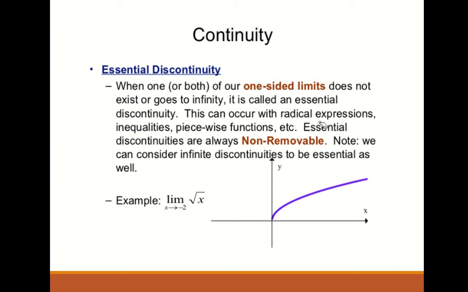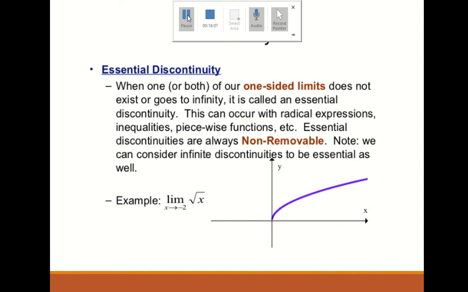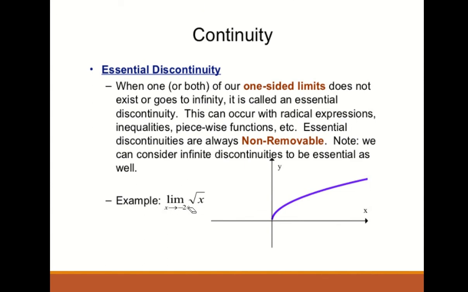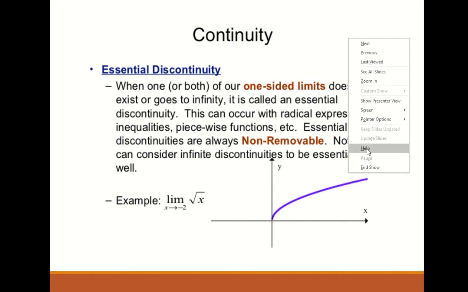So this can occur with radical expressions, inequalities, piecewise functions, etc. So essential discontinuities are always non-removable. So you have to take note that we can consider infinite discontinuities to be essential as well. Okay, so you see this example here: the limit of square root of x as x approaches negative infinity. So when you graph this function square root of x, you will see here this is half of the parabola.